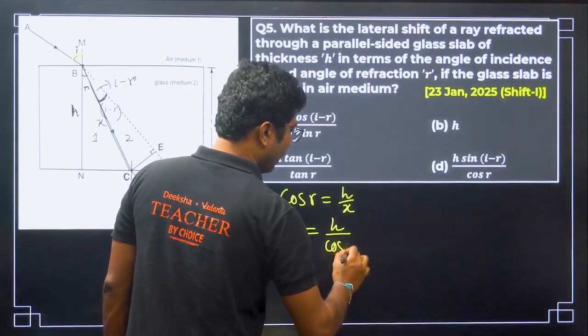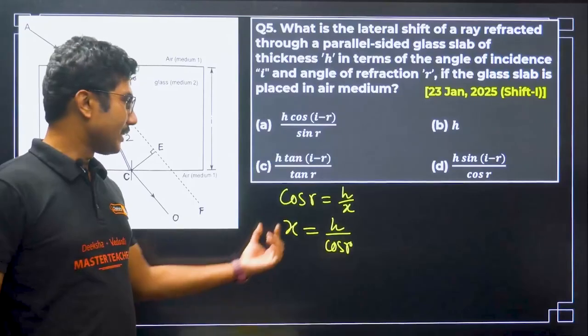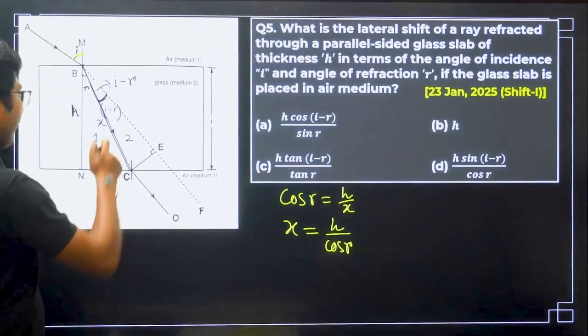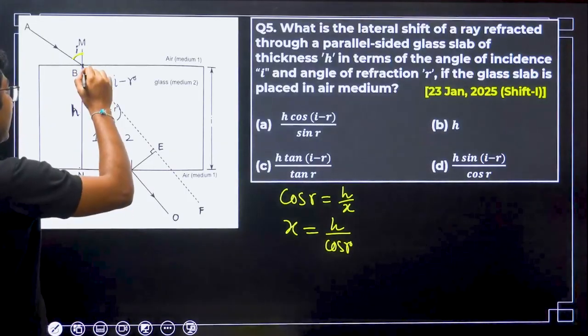Now h value is given, known, x value is unknown. That's why we are trying to find the value of x first. Now we will move our attention towards the second triangle. This is the second triangle.